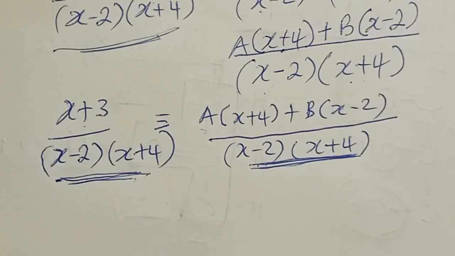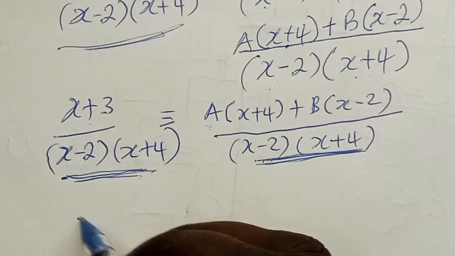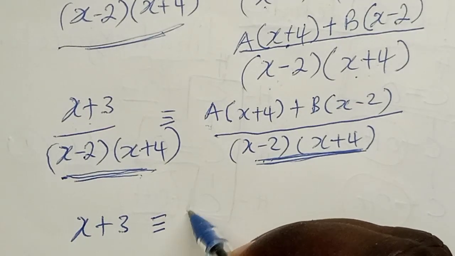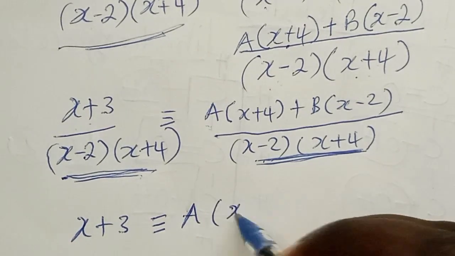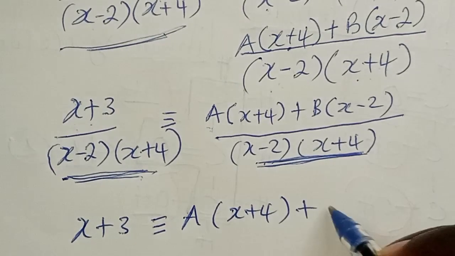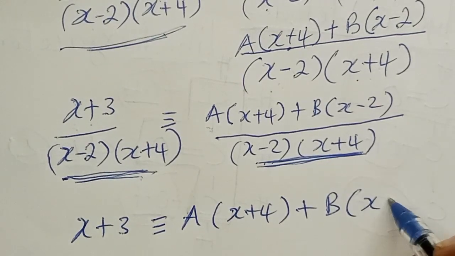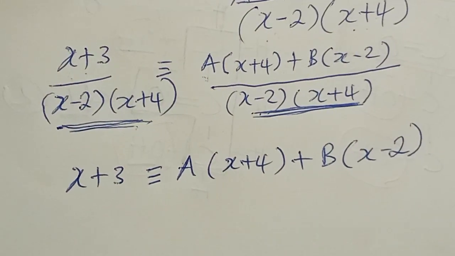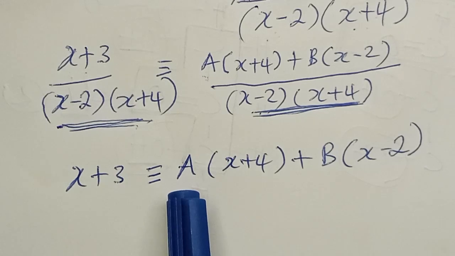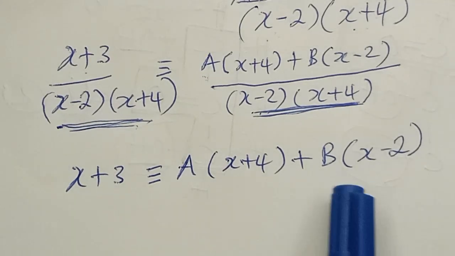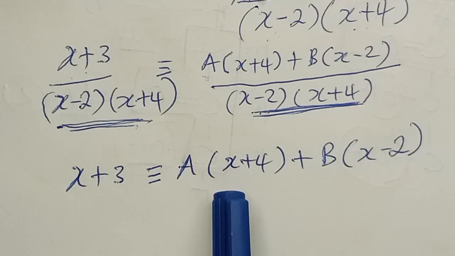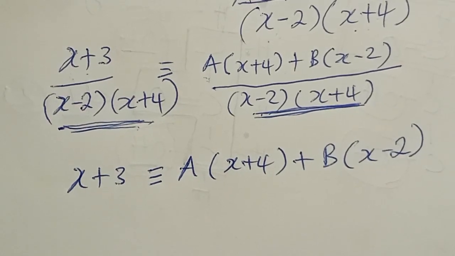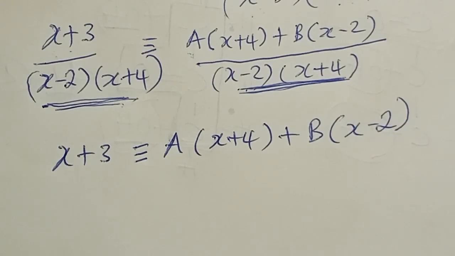In this case, we are going to state that x + 3 is the same as A into (x + 4) plus B into (x − 2). So this is the case here. Now, to get the value of A, we must make B to be 0, or to get the value of B, we must make A to be 0. Let's begin with finding the value of A in this expression.